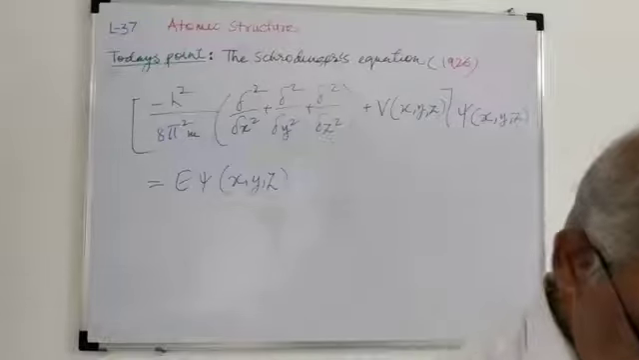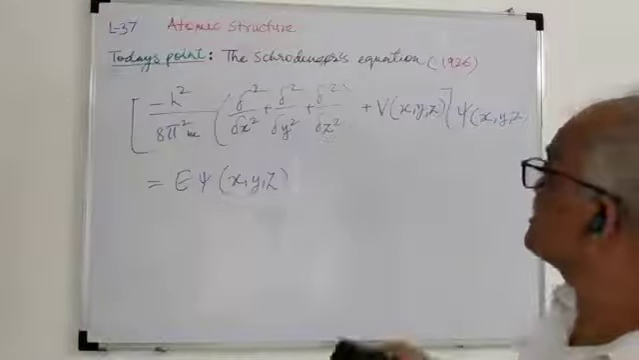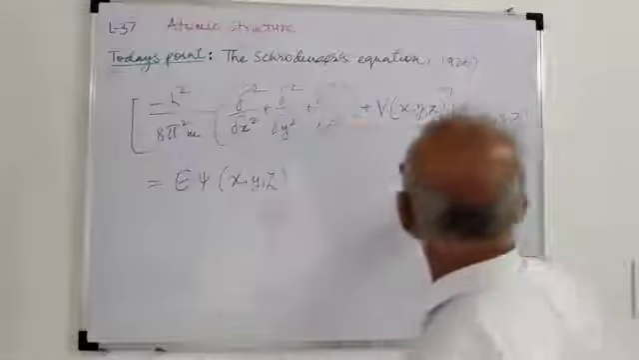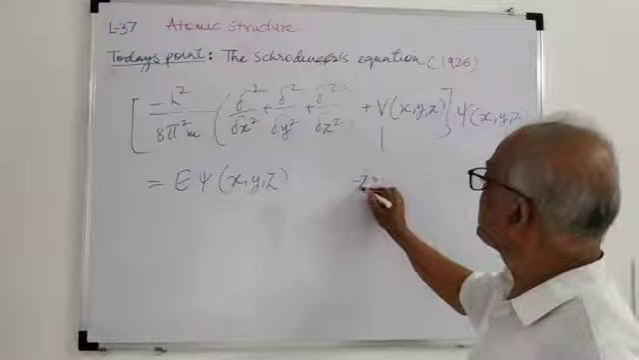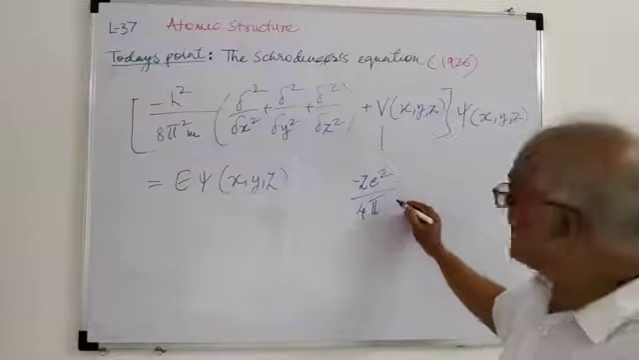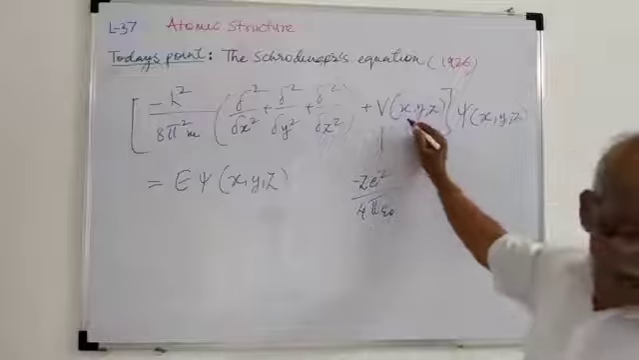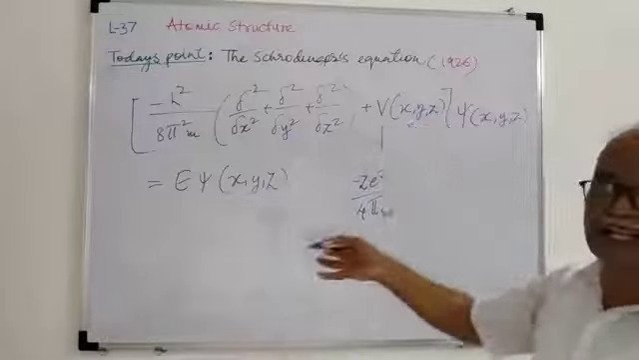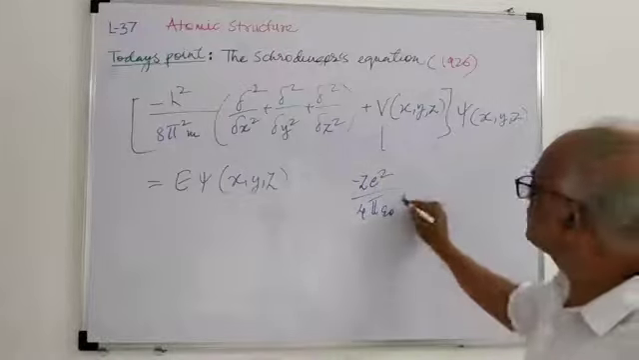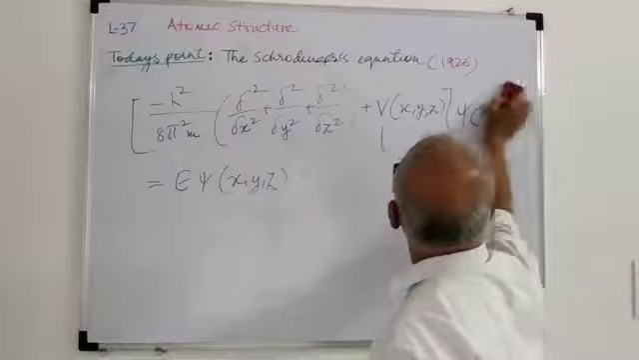Here the value of V is minus Z into e square upon 4 pi epsilon 0 into r. If we replace this value, then r, as we have seen in the last equation, is the square root of x square plus y square plus z square. So the equation can be written using these various terms.